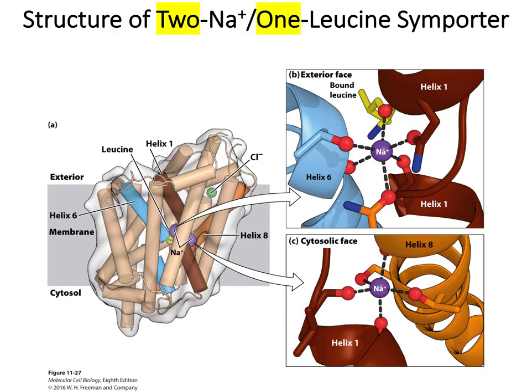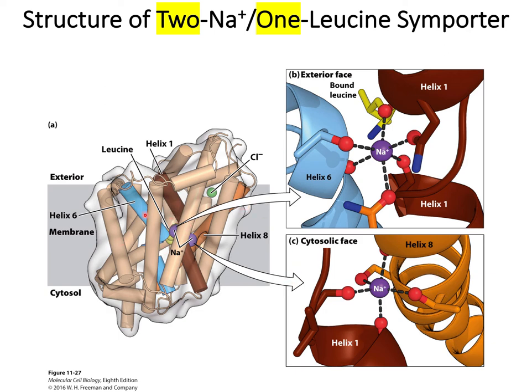Here is a molecular 3D structure of the 2 sodium Na+ and 1 leucine amino acid symporter from the bacterium Aquifex aeolicus. It is composed of 12 transmembrane spanning helices. And so there are 3 membrane spanning alpha helices, and they actually bind to this sodium and the leucine. So you can see that right here, the sodium and the leucine. You can see that helix 1 is brown in color. Right here, you have the helix 6, which is blue in color, and the helix 8 is in orange, and you can see right here.